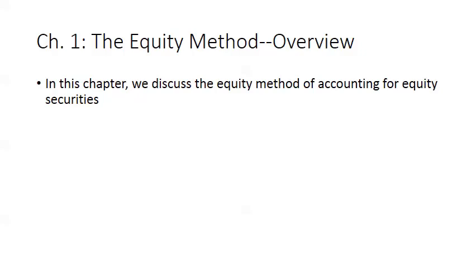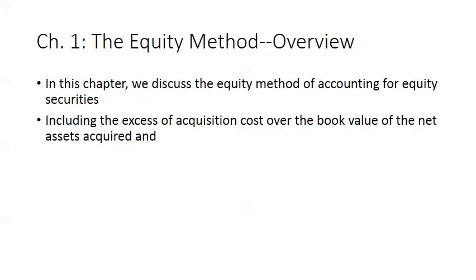Chapter 1 is on the equity method. In this chapter, we'll discuss the equity method of accounting for equity securities, something that we introduced to you back in Intermediate Accounting 2 in the investments chapter. We'll extend the discussion that we started in Intermediate 2 to include the excess of the acquisition cost, that's the purchase price, over the book value of the net assets acquired. In other words, we're looking at how much more did you pay for the company than their book value of their net assets, which is assets minus liabilities. And talking about intercompany sales of inventory. If we buy stock in another company, what happens when we buy and sell inventory from that company? We call that intercompany sales. So those are the three issues that we'll address in this chapter.